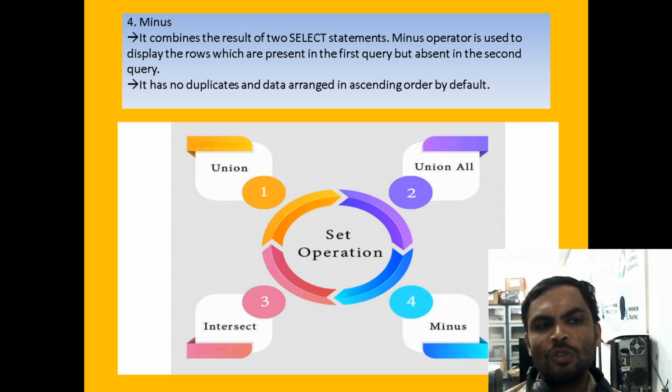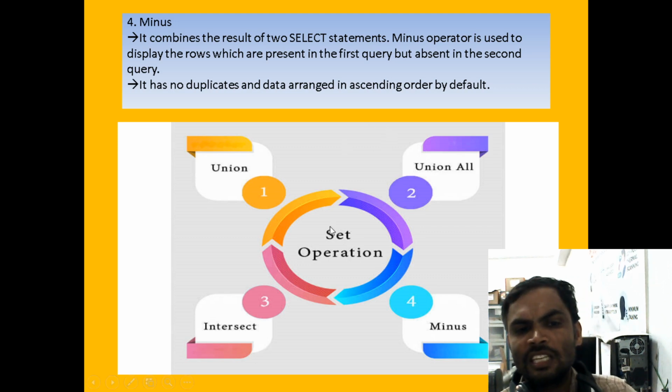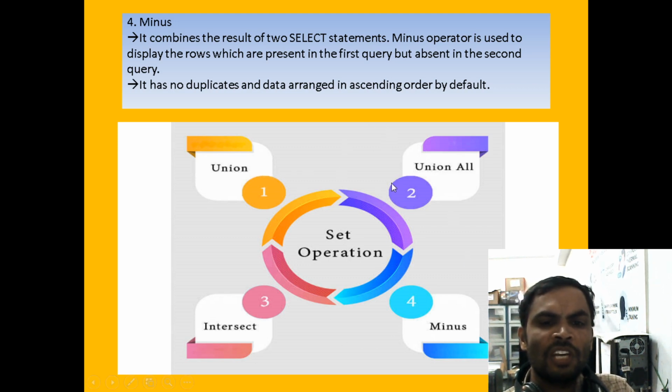Coming to the minus operator, it will combine the results of two select statements. The minus operator is used to display the rows that are present in the first query but absent in the second query. Now if you look at the set operators, union, union all, intersect and minus, these are the four operators under the set operators.